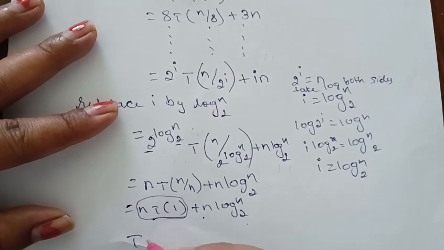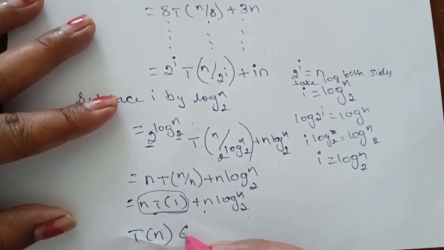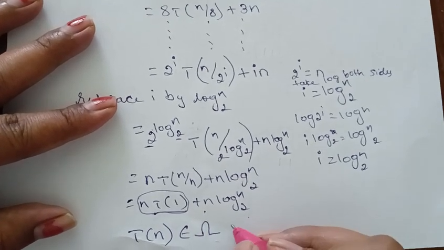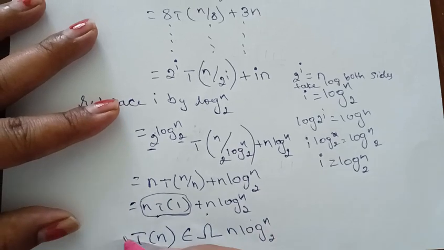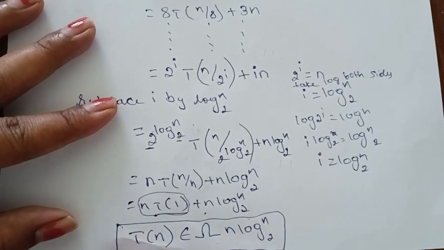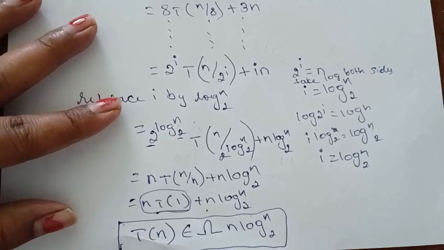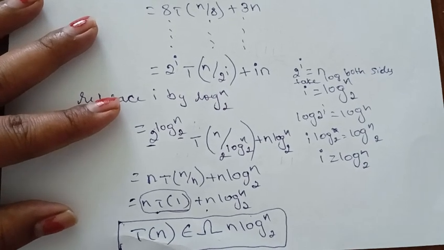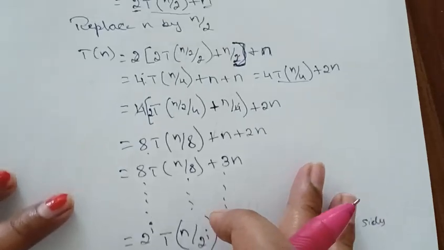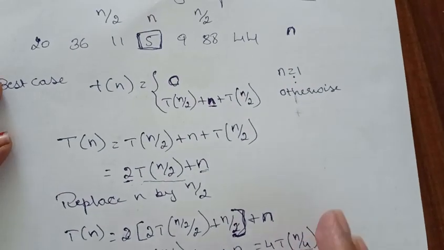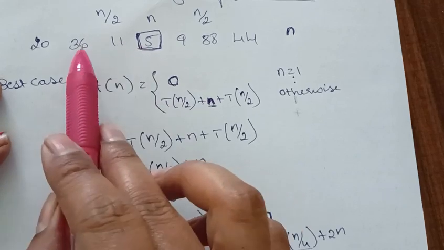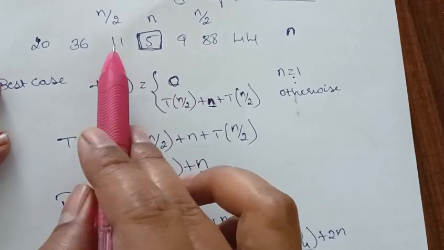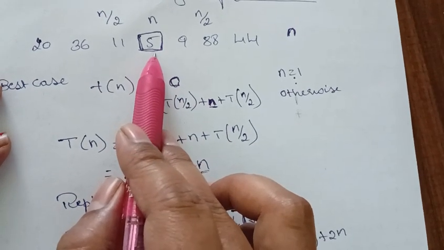So I can just write it as T of n belongs to, this is best case efficiency. Best case is omega of n into log n to base 2. So the best case efficiency of quicksort algorithm is T of n belongs to omega of n into log n to base 2. Which is the best case? If array is divided exactly into 2 halves, means pivot element is at the middle, left part of the array and right part of the array are having equal elements, then this will come under best case efficiency.